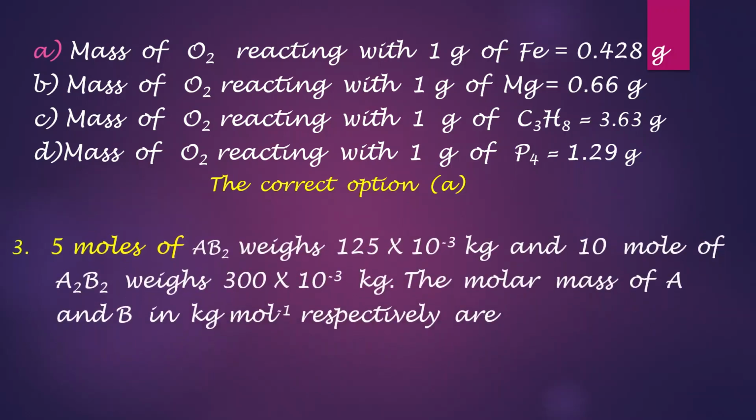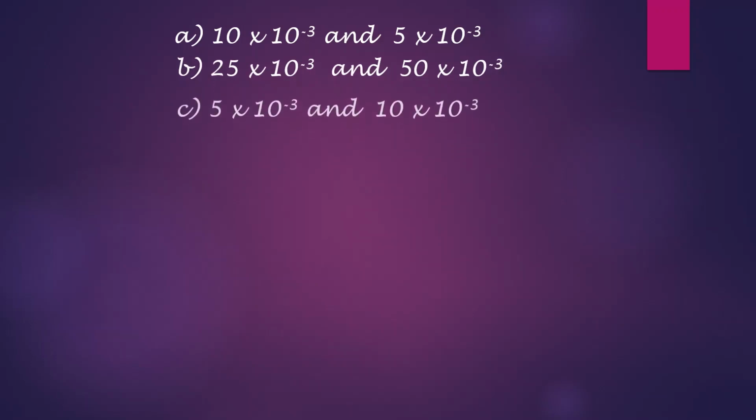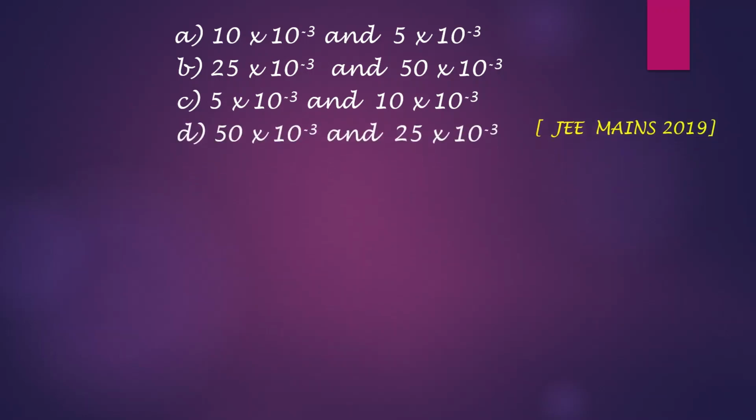5 moles of AB2 weighs 125 × 10^-3 kg, and 10 moles of A2B2 weighs 300 × 10^-3 kg. The molar masses of A and B in kg per mole respectively are: A) 10 × 10^-3 and 5 × 10^-3, B) 25 × 10^-3 and 15 × 10^-3, C) 5 × 10^-3 and 10 × 10^-3, D) 15 × 10^-3 and 25 × 10^-3.